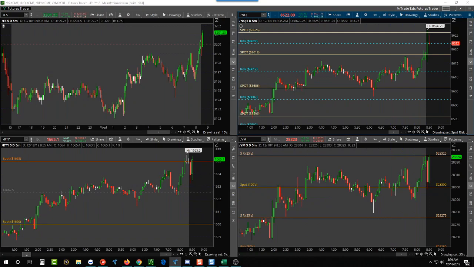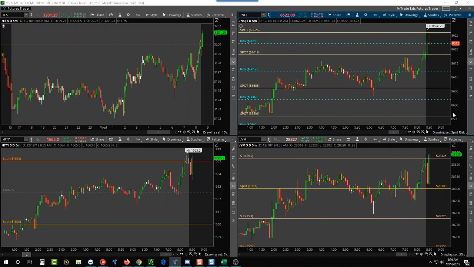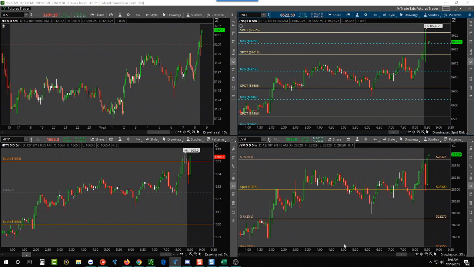News from Belgium: consumer confidence falls, and then that's pretty much it. They are talking about voting on the impeachment today in the House, so be cautious of that as well.